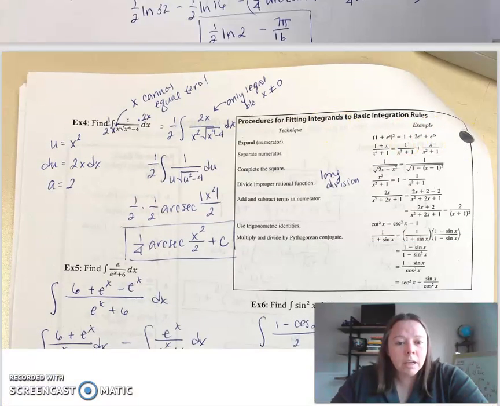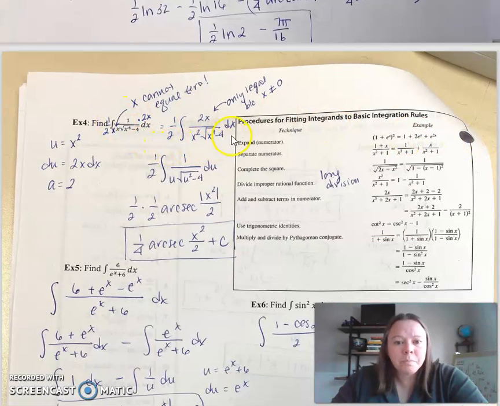Okay, so here's another one. In this case, it's definitely an arcsecant problem. You've got your 1 over x times the square root of x to the 4th minus 4. Okay, so you make your u has to be x squared. Your du becomes 2x dx, and then a, of course, is 2.